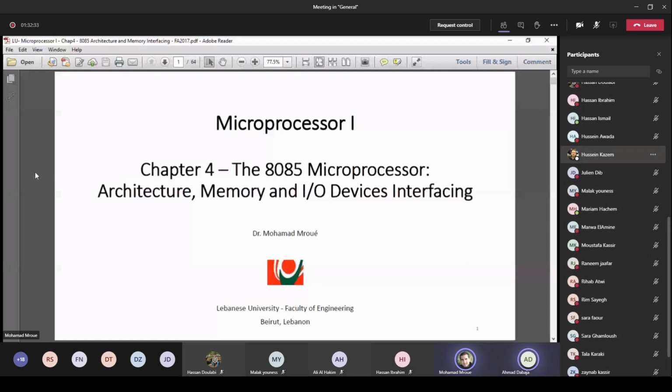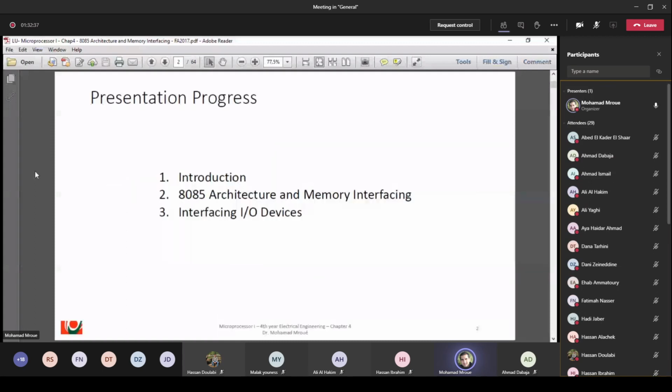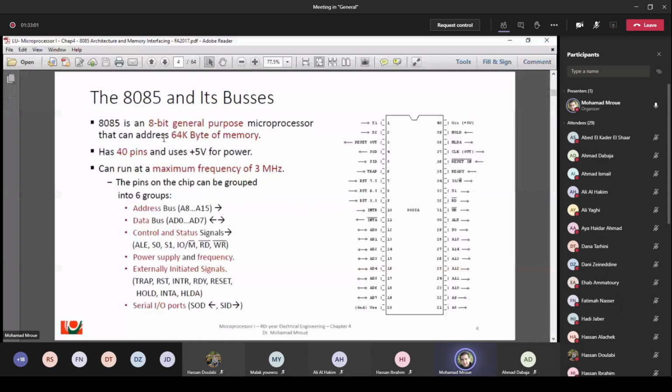So chapter 4: architecture, memory, and input-output devices interfacing. After the introduction, we'll describe the architecture of the 8085 and how the interfacing of the memory is done. And then in the last part, we talk about how to interface the microprocessor with the input-output devices. Introduction. First, the 8085 is an 8-bit general-purpose microprocessor that can address 64K bytes of memory.